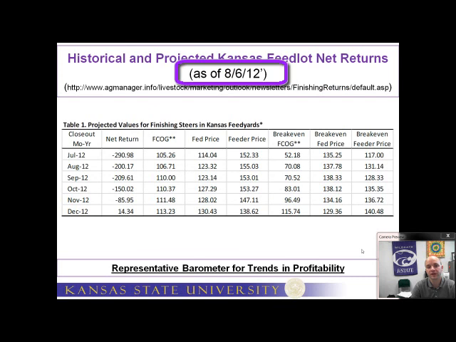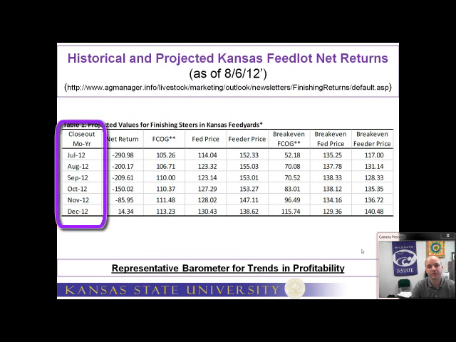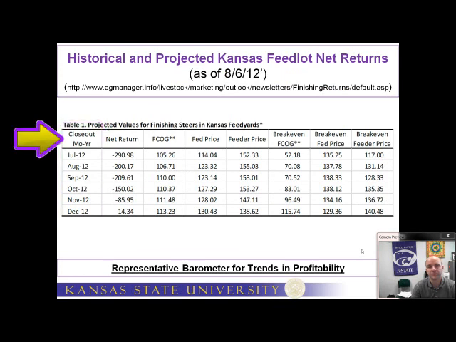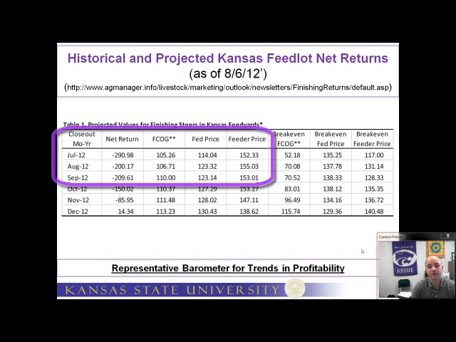It's important to recognize these are done monthly. Our Focus on Feedlot information is updated monthly, so we correspond with that. Each month you'll see these projected values for the upcoming 6 months, just like you see here for July through December. It's important to recognize these are for closeouts as opposed to placements. That's an important distinction here. You can see the large negatives for recent closeouts.